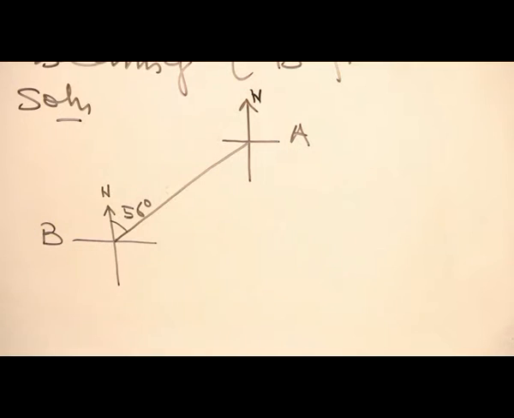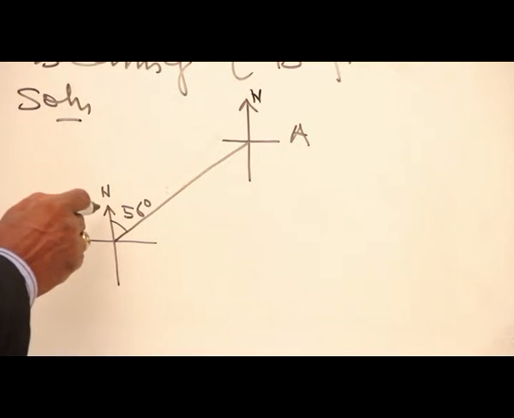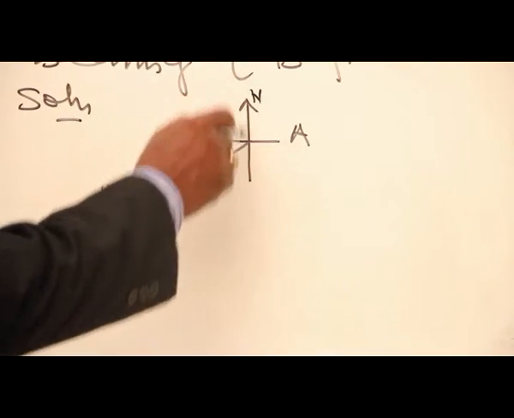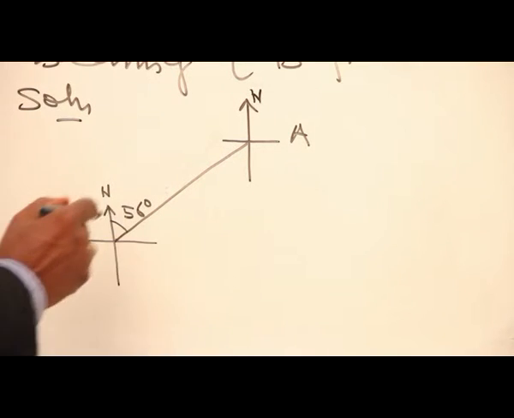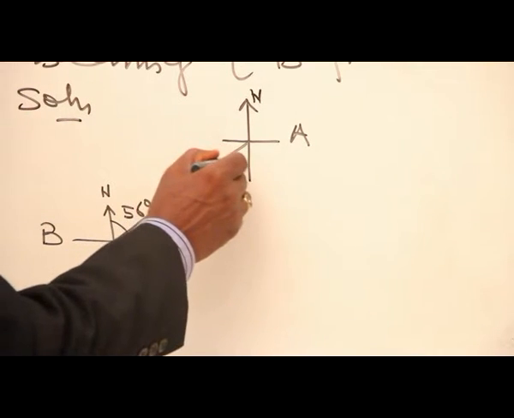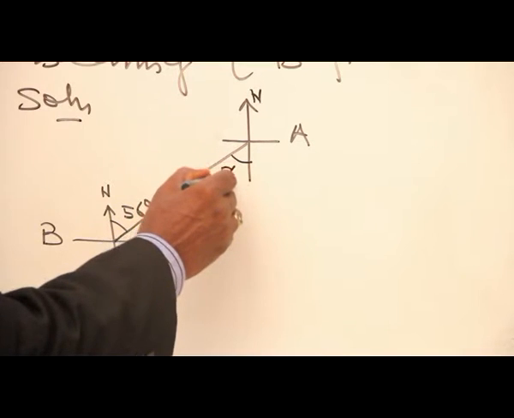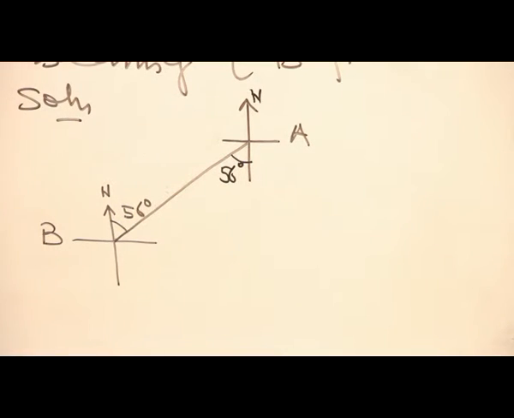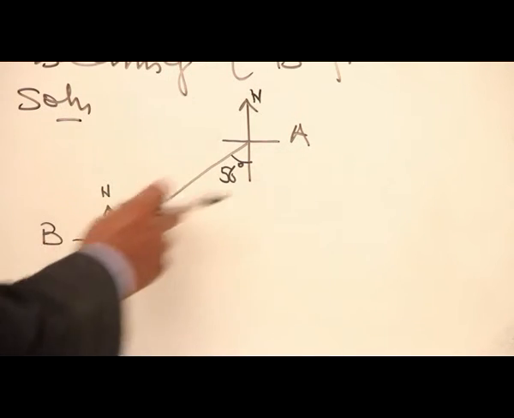Again, this is the north. Alright. By virtue of the fact that this arrow and this arrow are parallel lines, this angle 56 is equal to this angle, which is also 56, alternate angles. Now the question is, what is the bearing of B from A?